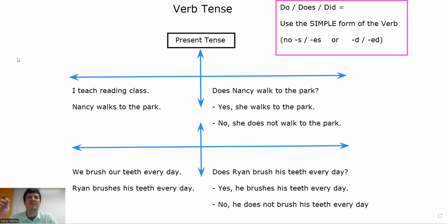Hello, class. Today we're going to be talking about three different verb tenses. The first verb tense we're going to talk about is present tense. We use present tense for two different situations. The first is if something happens right now.